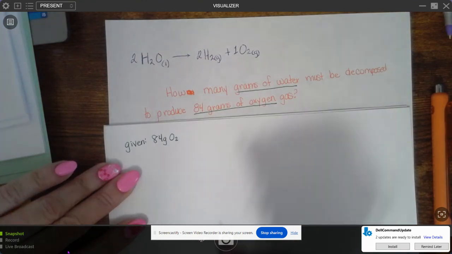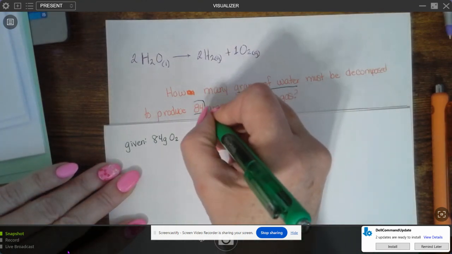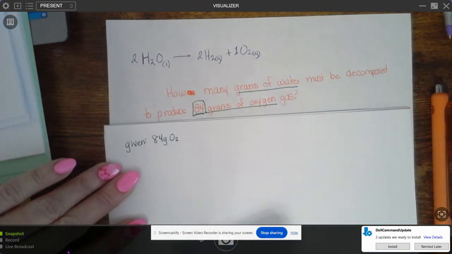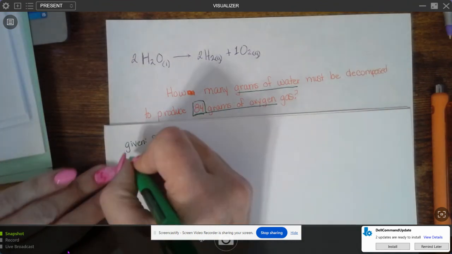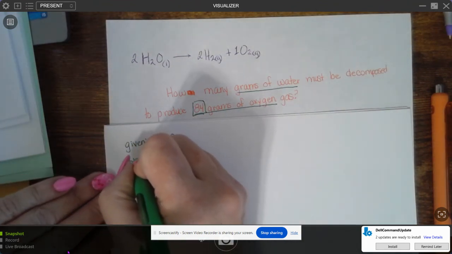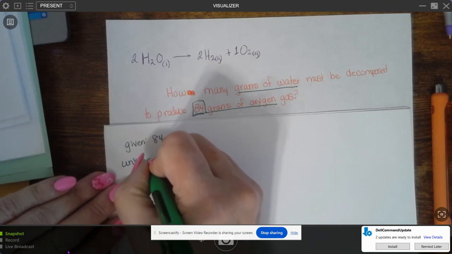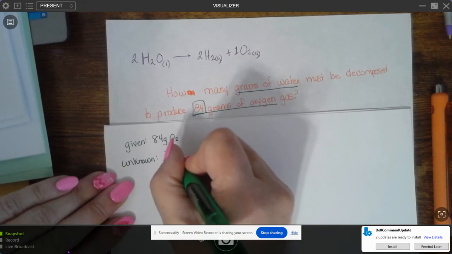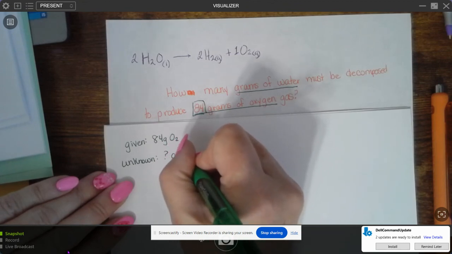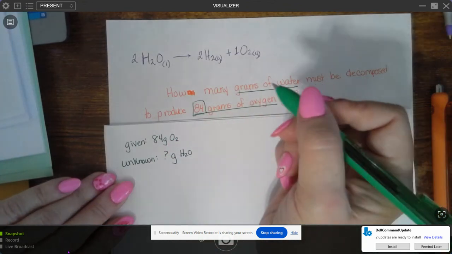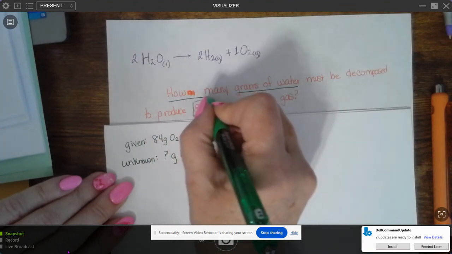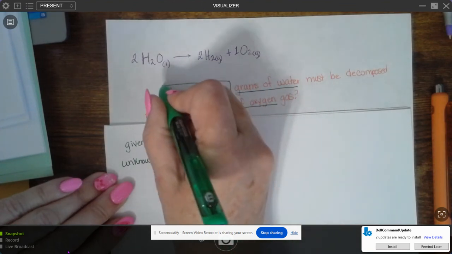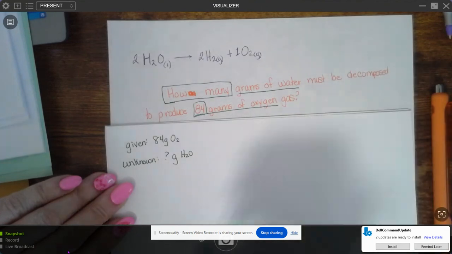Our given is always the thing in our question that has the number. What we're looking for in this case is grams of water. You can always tell what we're looking for if you look for the question words. How many? So how many grams of water?